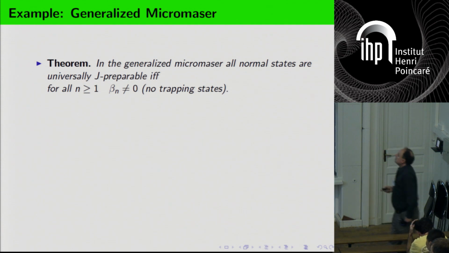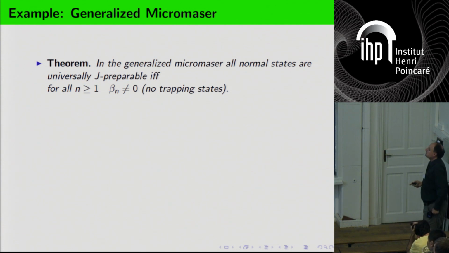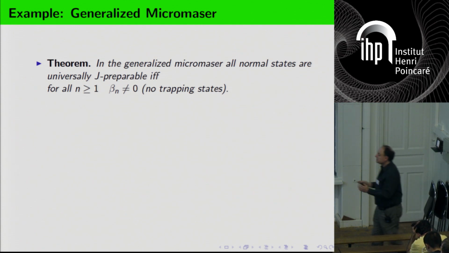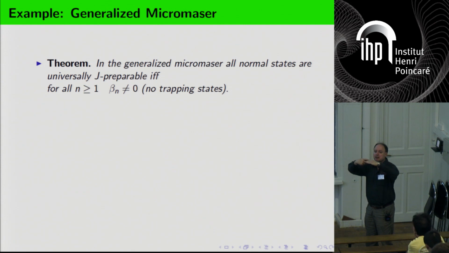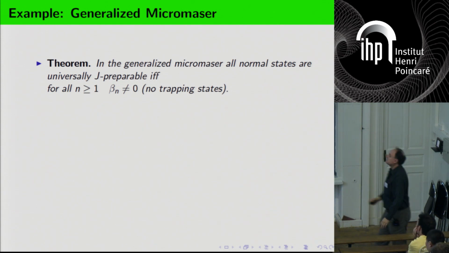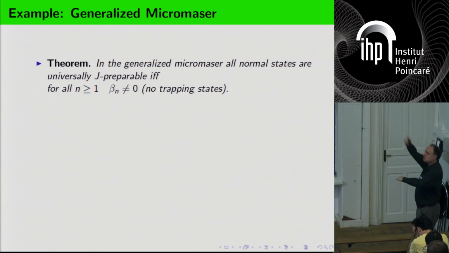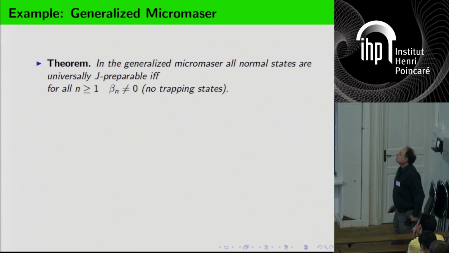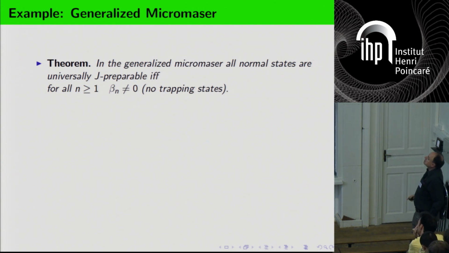In physicists' terminology, there are no trapping states. And that's obviously a necessary condition, because if beta n is 0, it means that you cannot go from the n minus 1 level to the n level. And then it's, of course, not possible to prepare something. If you start below, you cannot prepare something which is above it. So it's a necessary condition, but it's also sufficient.